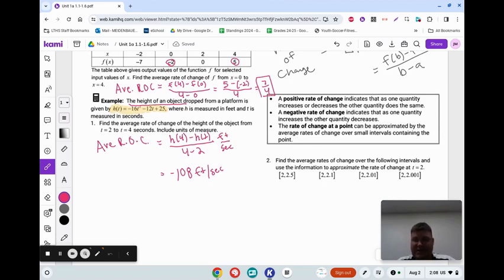A positive rate of change indicates that one quantity increases or decreases as the other quantity does the same. Negative rate of change indicates that one quantity increases, the other one decreases. And a rate of change at a point can be approximated by the average rate of changes over a small interval containing a point. So we're actually going to hone in on this one right here, this average rate of change at a point. We're going to approximate the rate of change of this function that we just typed in. We're going to estimate the rate of change of this function that I highlighted over here at 2.